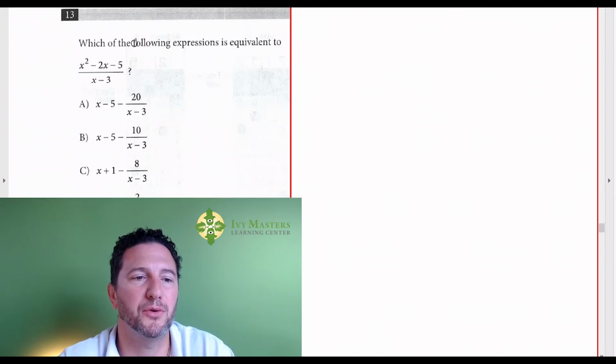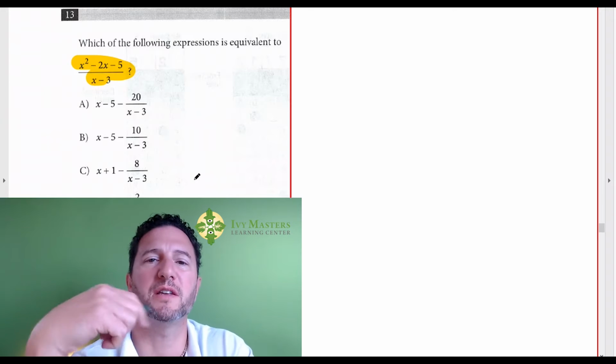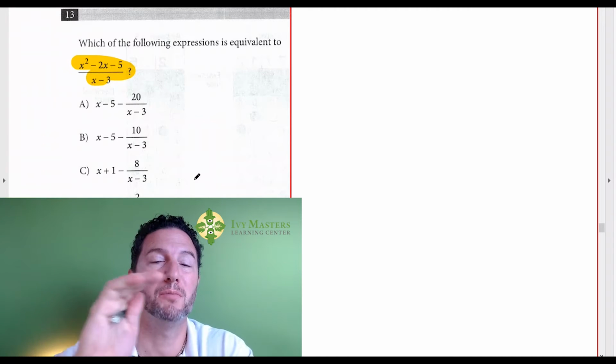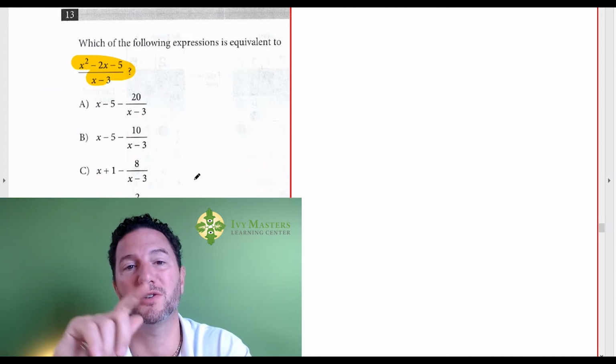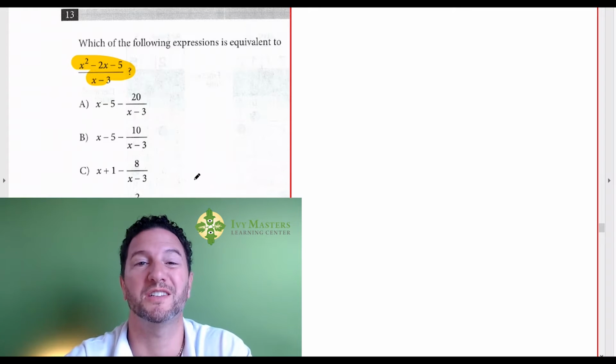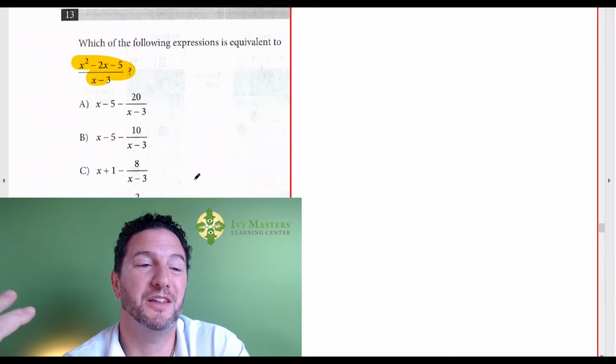Test 7, Section 3, number 13, which reads, which of the following expressions is equivalent to that? So what am I going to do here? Well, whenever I have variables in the answer choices, I can pick a number, plug it into the original, see what I get as my answer, plug that same number into each answer choice, and see what gives me the same answer. Logically, they're going to be equivalent.